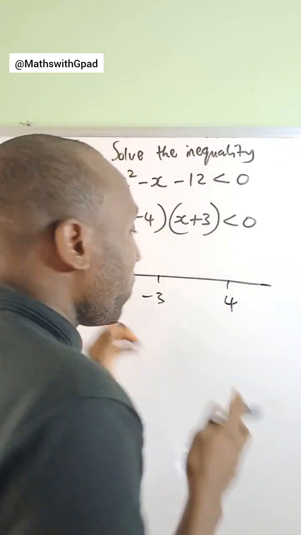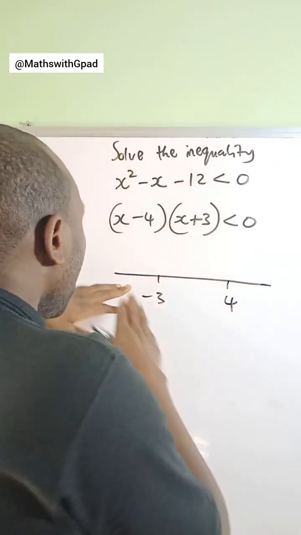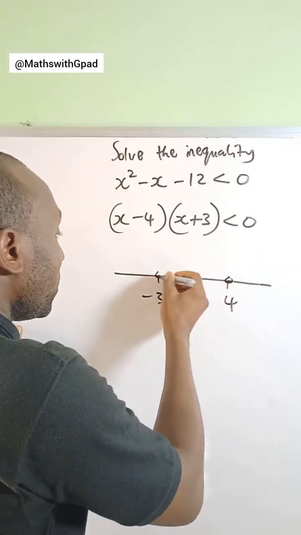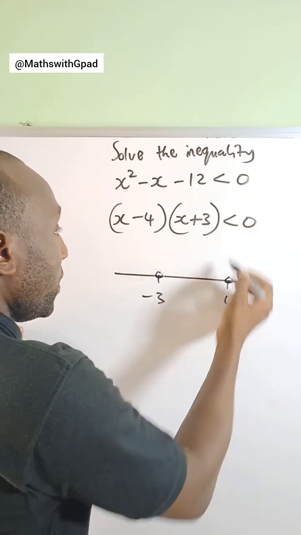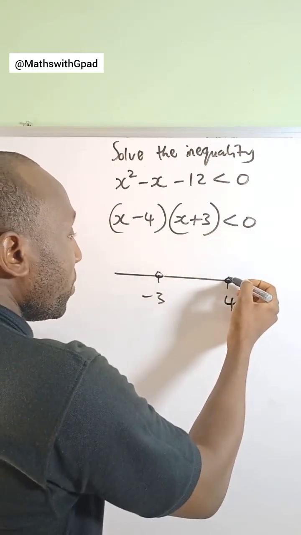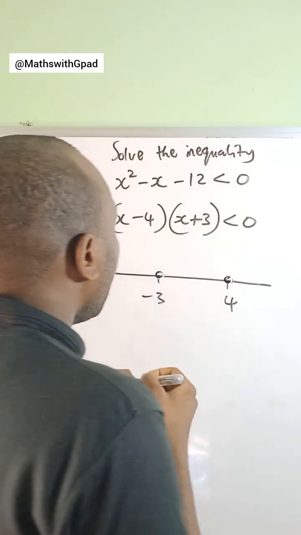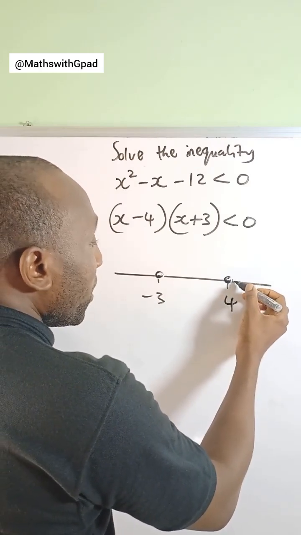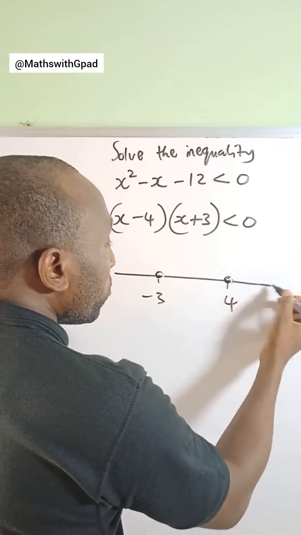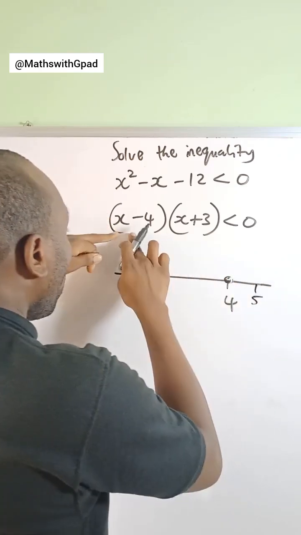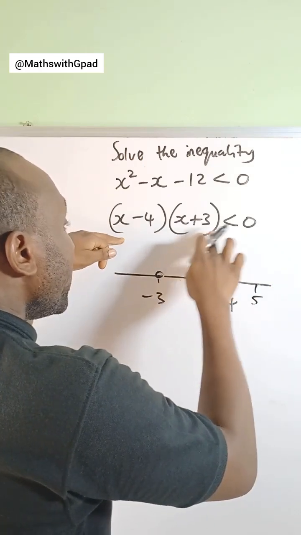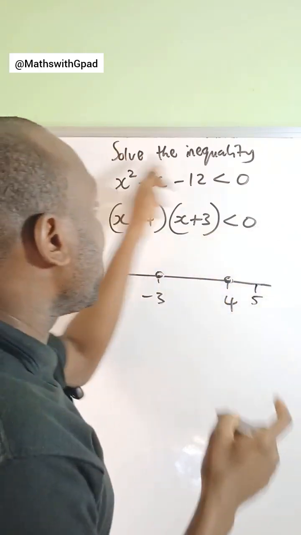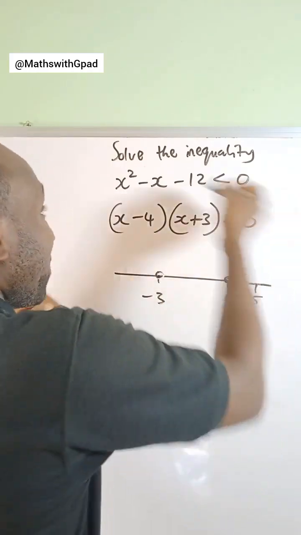So we want to know which of these regions satisfy this inequality. Is it the region in the middle, or this one? Now let's put this here, which means it is strictly less than. If it was also equal to, I would have shaded it, but I'm not shading it now. We can pick any whole number from this region. Let's pick 5 and plug it in. If it gives you a number less than 0, then the values in this region satisfy this inequality.